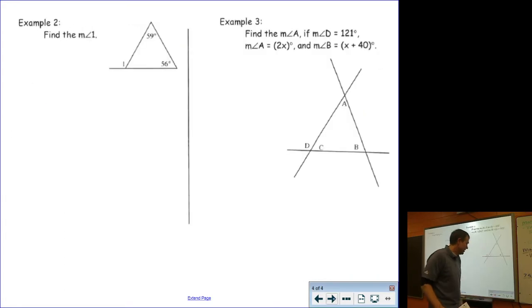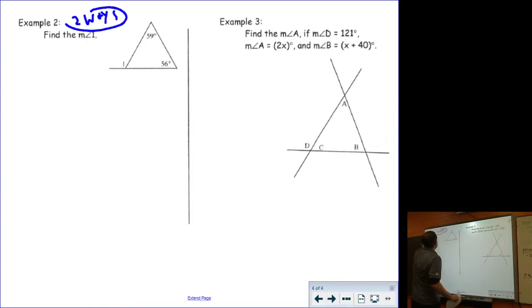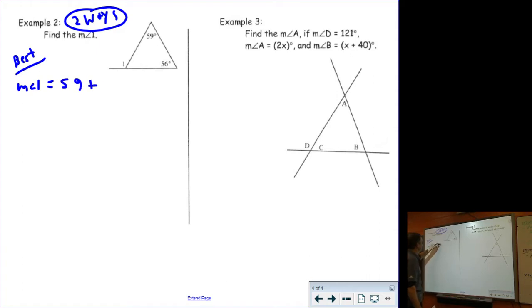Let's try that in a couple examples and we will be done. So we want to find the measure of angle 1. Well, there are actually two ways to do this. And now we know an easy way and maybe a more difficult way. The easy way to do it, or I guess I called it the best way to do it, would be to do the measure of angle 1 is equal to 59 plus 56, which is to say the exterior angle equals the sum of the remote interior angles. That'd be the easiest way to do it, right?